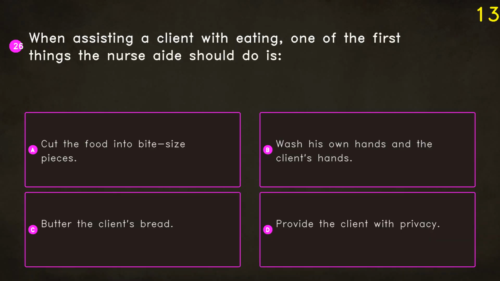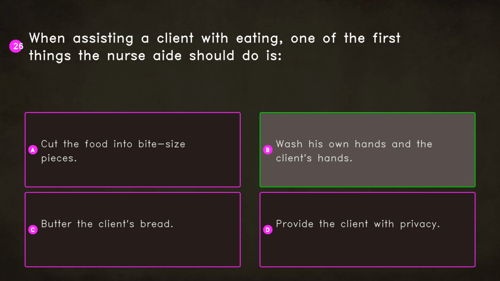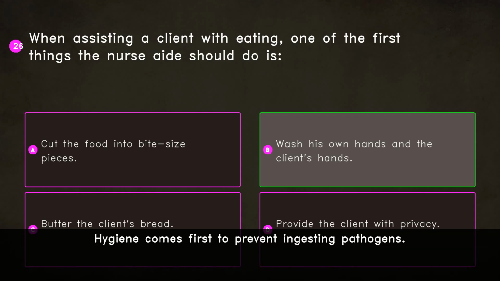Question 26. When assisting a client with eating, one of the first things the nurse aide should do is: A. Cut the food into bite-sized pieces. B. Wash his own hands and the client's hands. C. Butter the client's bread. D. Provide the client with privacy. The correct answer is wash his own hands and the client's hands. Hygiene comes first to prevent ingesting pathogens.